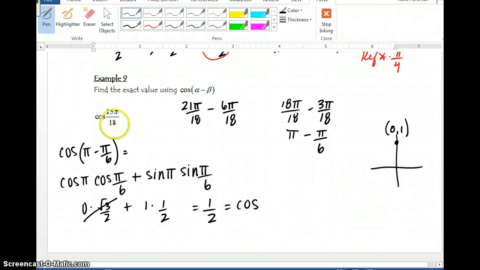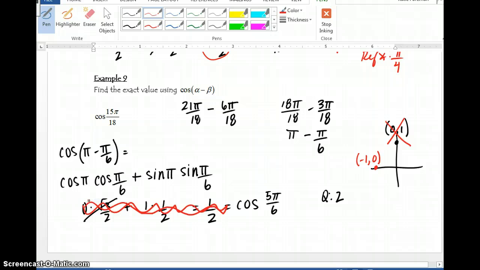Now think about reducing 15 over 18, both divisible by 3. So we would get 5 pi over 6. This should be negative. 5 pi over 6 is the second quadrant angle. Okay, major mistake. Sorry. Pi is over here on the unit circle. Cosine is negative 1. Sine is 0. So, my apologies. That's completely wrong. Cosine of pi, negative 1 times square root of 3 over 2 plus 0 times 1/2.